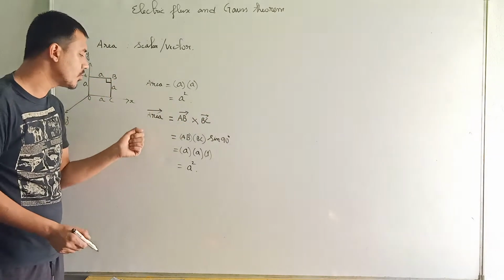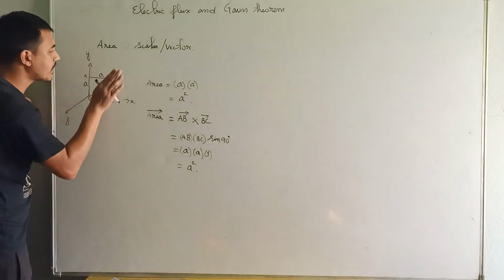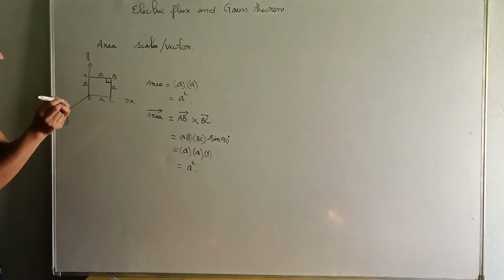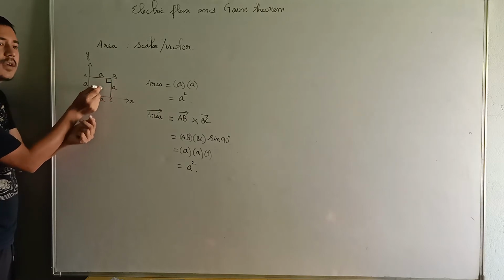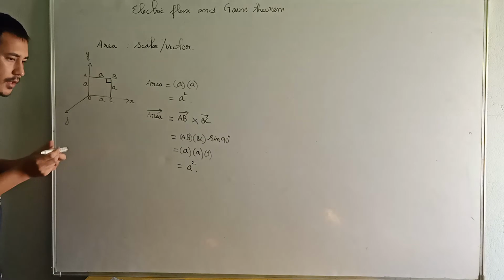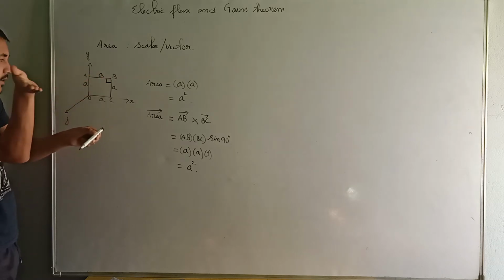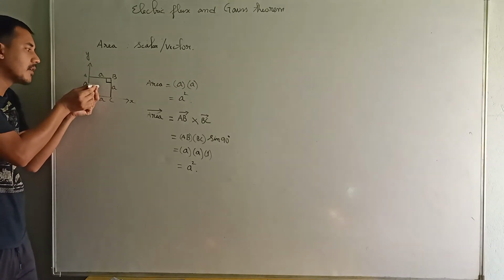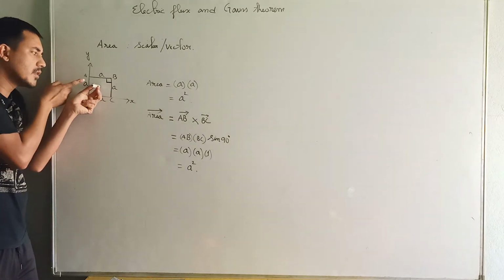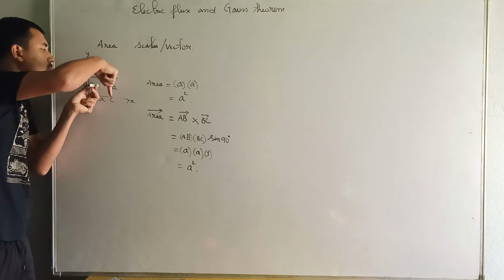Now I'm going to ask you, what is the direction of this area? This square lies in the xy plane. Then what is the direction of this area? The direction of this area will be perpendicular to the plane in which your figure lies. Your figure lies in the xy plane, so the area vector will be directed towards the z-axis, perpendicular to the plane in which your figure lies.